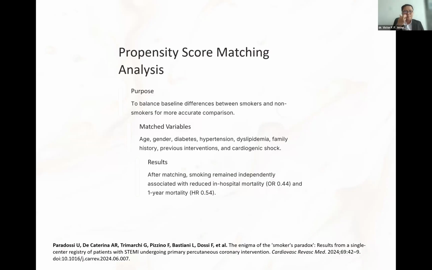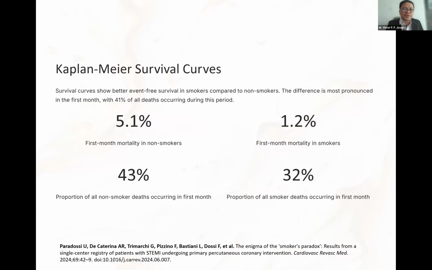0.54. From Kaplan-Meier survival curves, there was 5.1% first-month mortality in non-smokers, whereas we found 1.2% in smokers. The proportion of all non-smoker deaths occurring in the first month is about 43%, whereas for smokers it is lower, 32%.